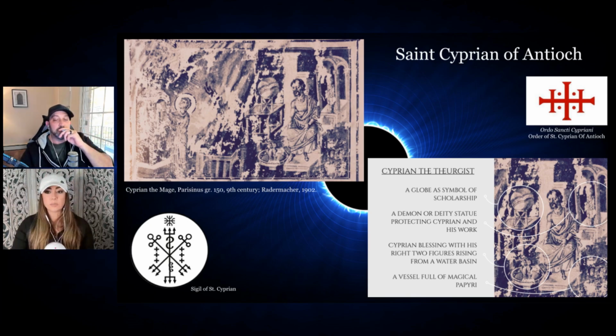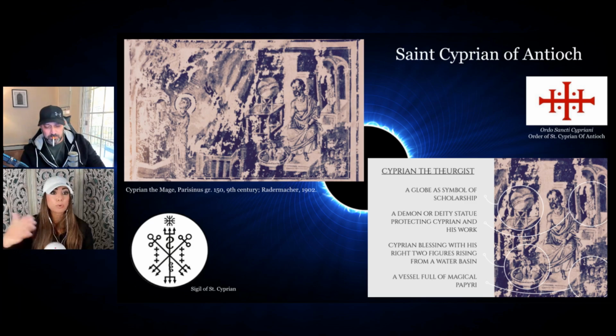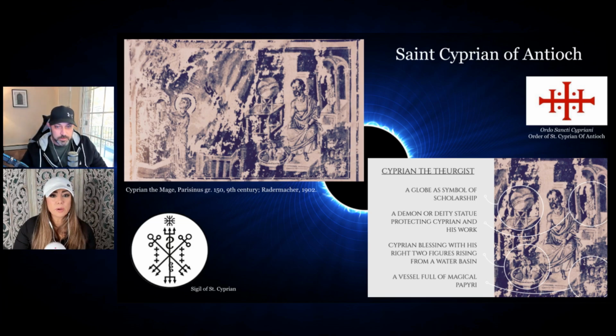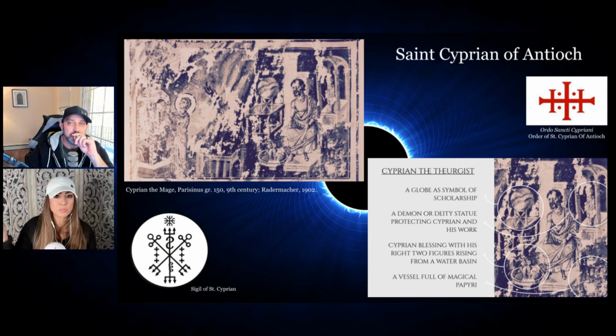So in this painting, we see Cyprian in his home, in his pagan dress, without a saintly halo. So this is pre-conversion. To the right, we see the vessels containing magic scrolls, a grimoire, and the like. You see a globe off to the left-hand side, which indicates scholarship. You see a demon or deity statue protecting Cyprian and his work up at the right-hand side, looking down at him. You also see Cyprian with 2 figures coming out of a watery cauldron, and then a vessel full of magical papyri.